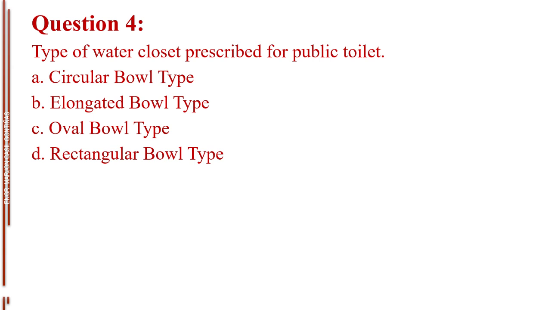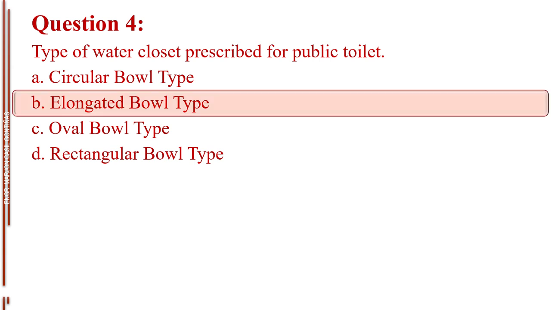Question number 4. Type of water closet prescribed for public toilet. Letter A, circular bowl type. Letter B, elongated bowl type. Letter C, oval bowl type. Letter D, rectangular bowl type. The answer is letter B, elongated bowl type.